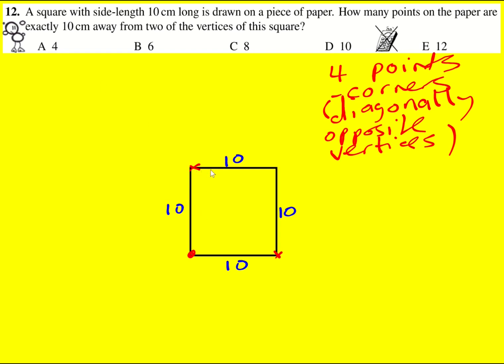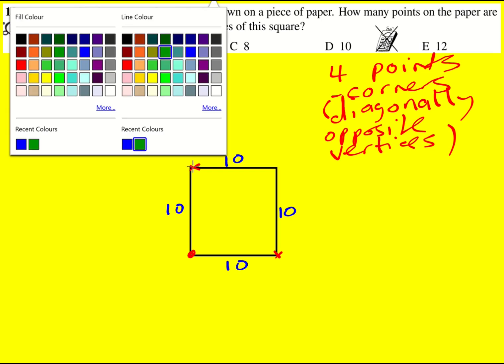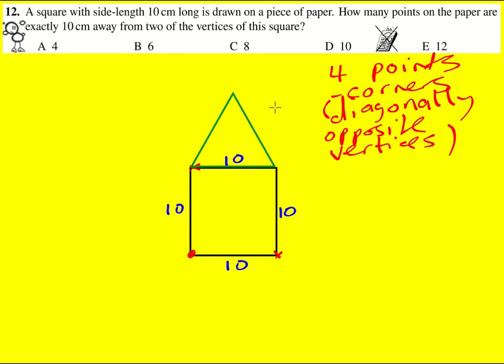So now if we go with two that are just along the same edge, we can imagine constructing an equilateral triangle, which I'm now going to do. It's going to look a little bit like that. Then this point at the top would be 10 centimeters away from the top left and from the top right. So that is another point. But there's nothing stopping us taking this triangle and turning it round and putting it on the inside of the square as well.